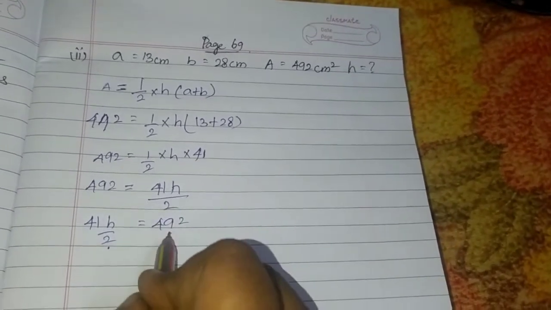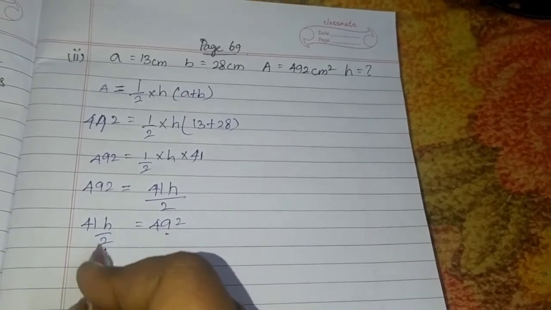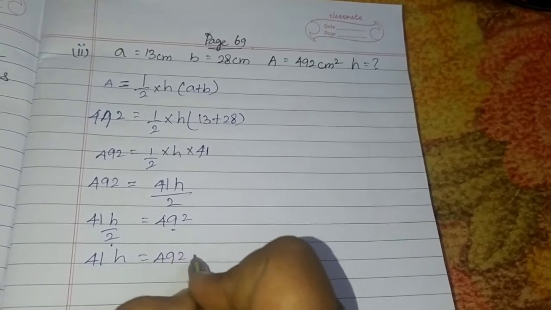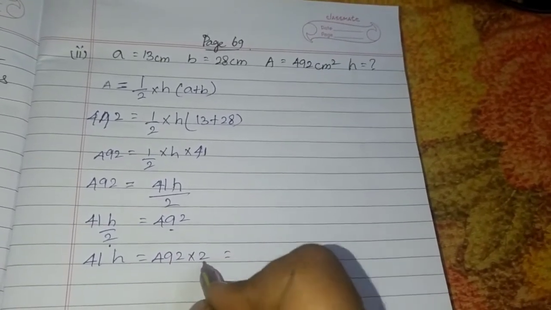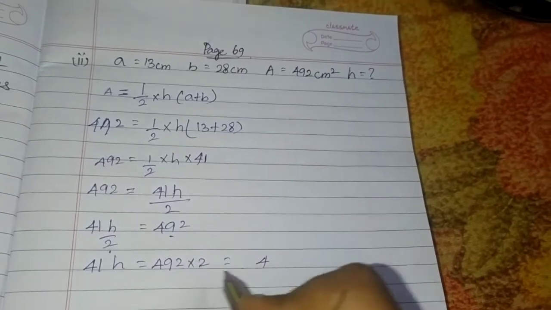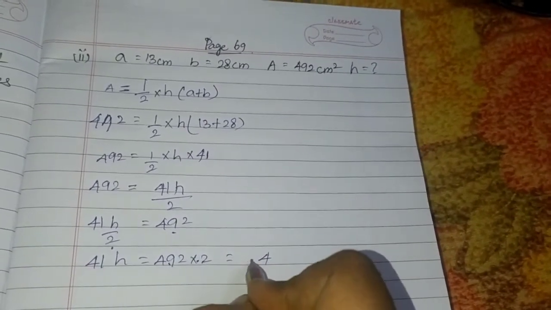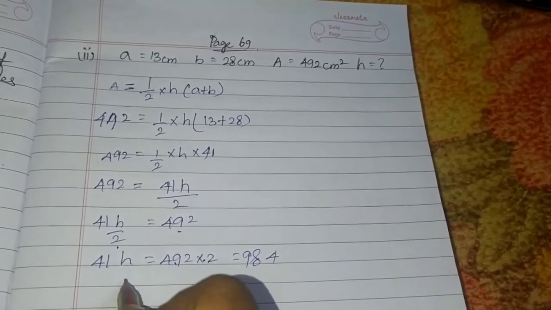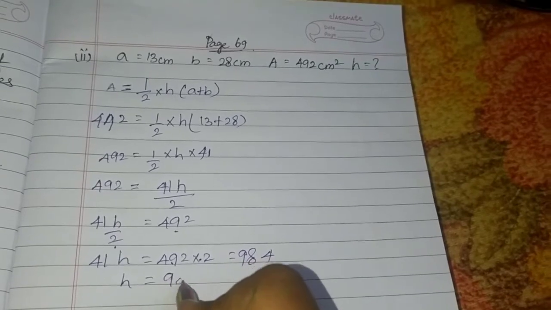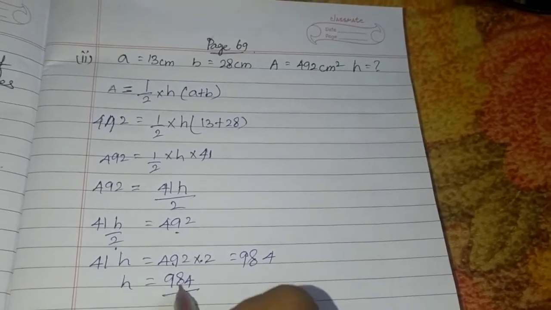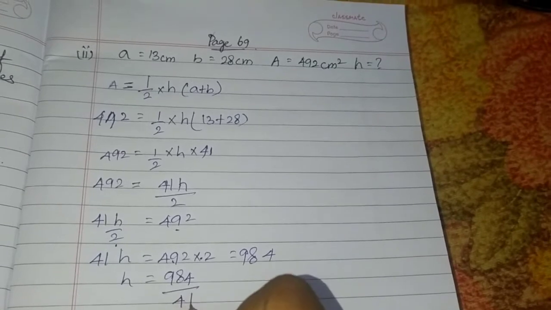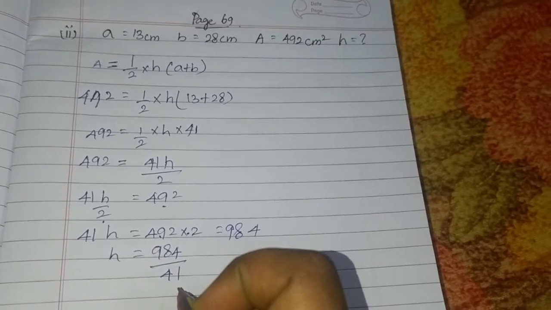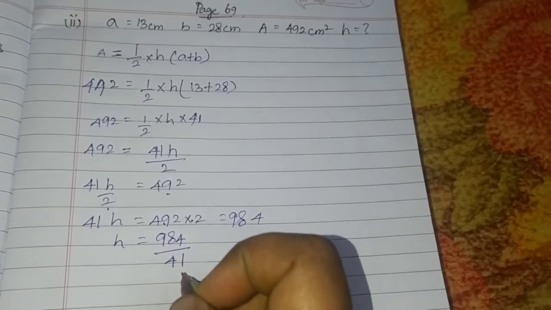Children, this division coming to this side will become multiplication. So 41h you keep as it is, 492 into 2. Okay, 492 into 2, what will come? 2 twos are 4, 9 twos are 18, carry 1, 4 twos are 8 plus 1 is 9, so 984 will come. So h you keep as it is here, 984 you keep it here. So 41 multiplication coming to this side will become division. So 984 divided by 41.